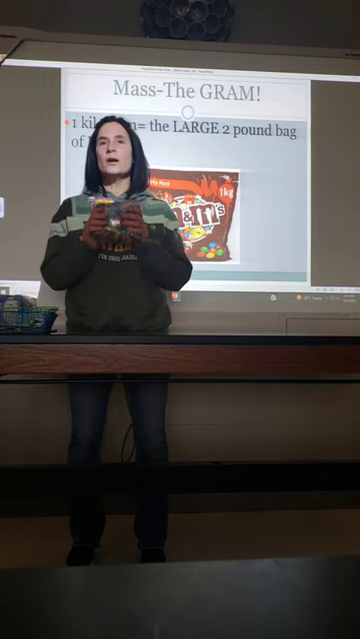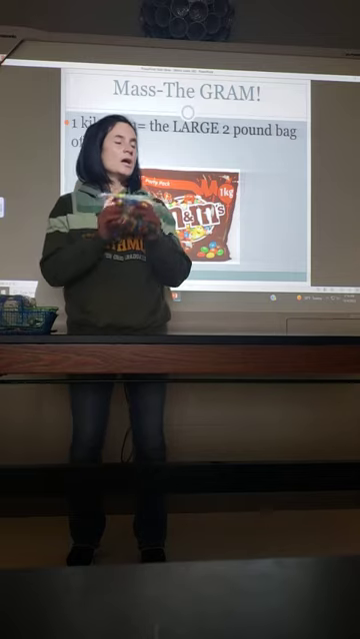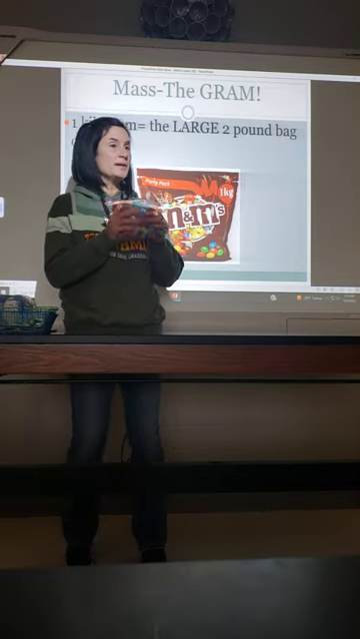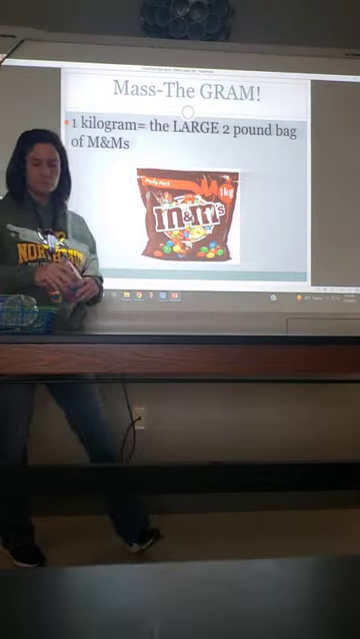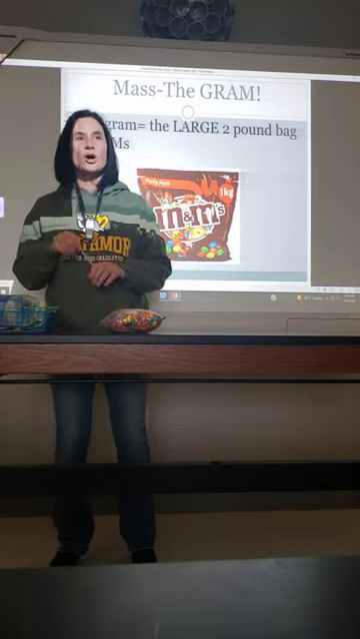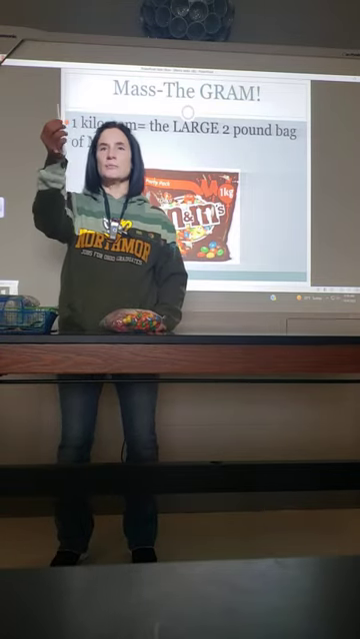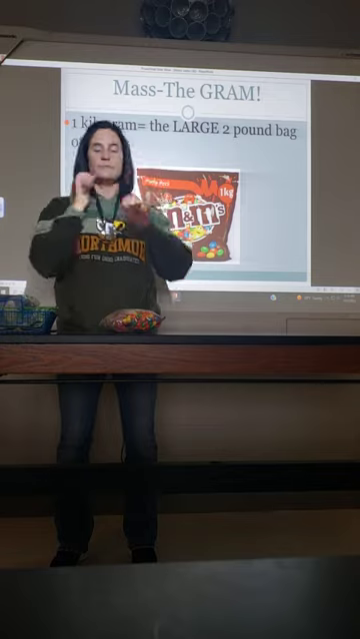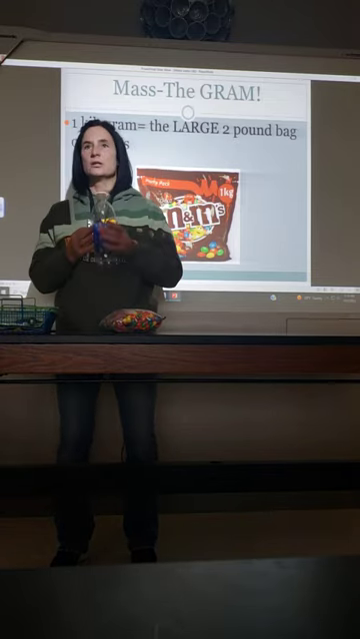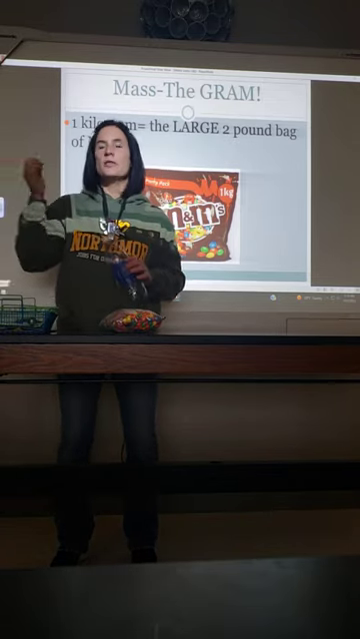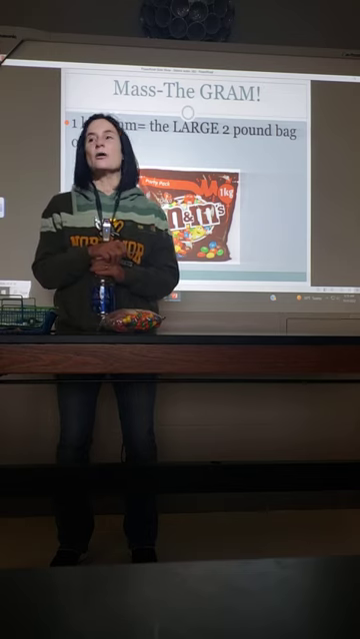here it is. So 1 gram is one M&M. 1,000 grams would be our kilogram. All right, so if I'm talking volume, we said that this was like a milliliter, the tip of my pipette. If this is a liter and this is a milliliter, the prefix milli means thousandth.